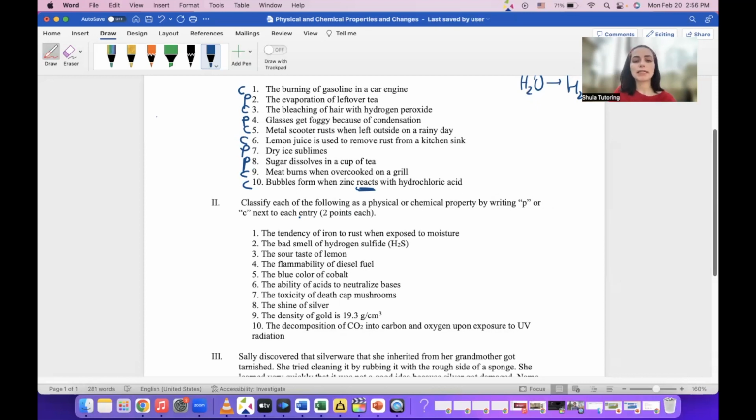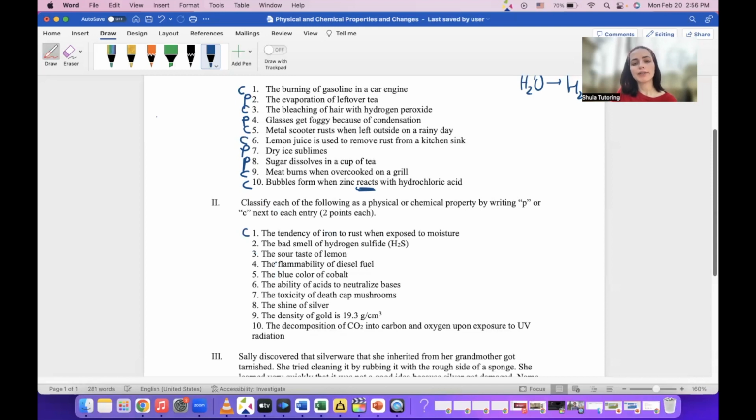So first, the tendency of iron to rust when exposed to moisture. Well, rust is a chemical reaction. Formation of rust is a chemical reaction. So iron can only display this property when it's changing its chemical nature. So that is a chemical property.